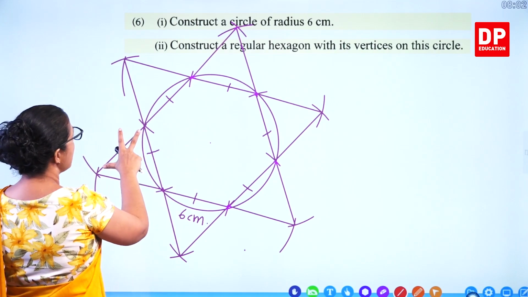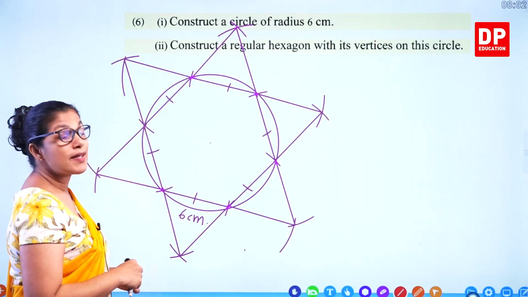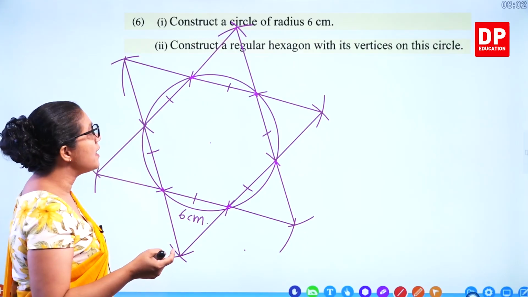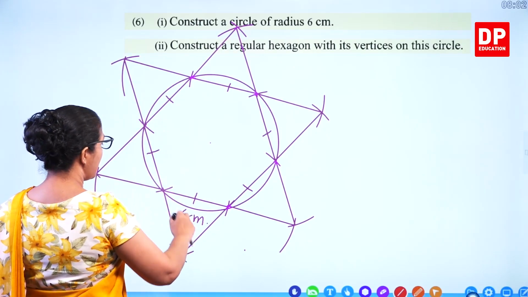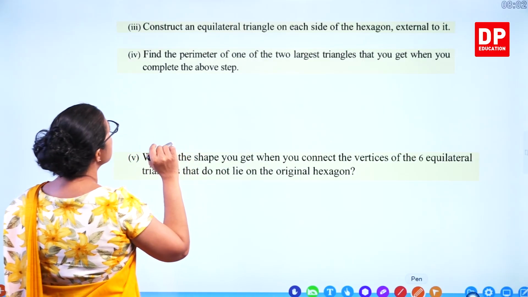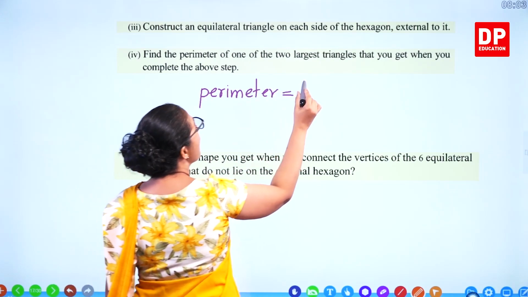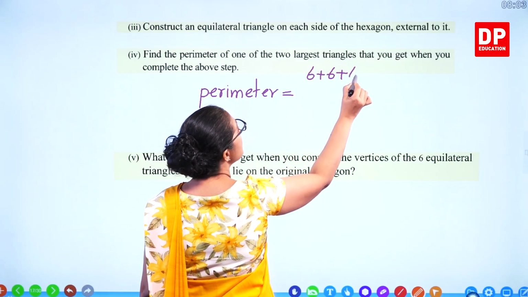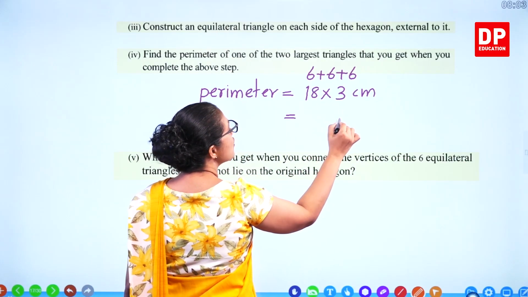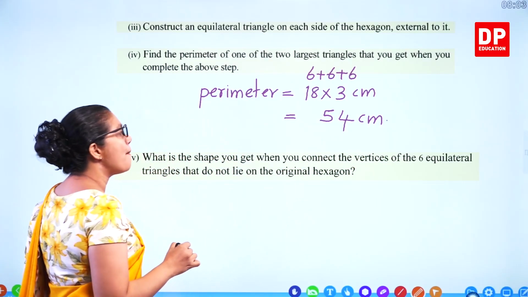So perimeter is here. This is 6. This is also 6. This is also 6. So what's the one side length? 6 plus 6 plus 6. You get 18 centimeters is one length, multiplied by 3 to get the perimeter. So both triangles are like that. One length is 18 centimeters. So perimeter becomes, first you find 6 plus 6 plus 6, that's 18. 18 into 3. 3 times 8, 24. 3 times 1, 3 plus 2, 5. So 54 centimeters is the perimeter.